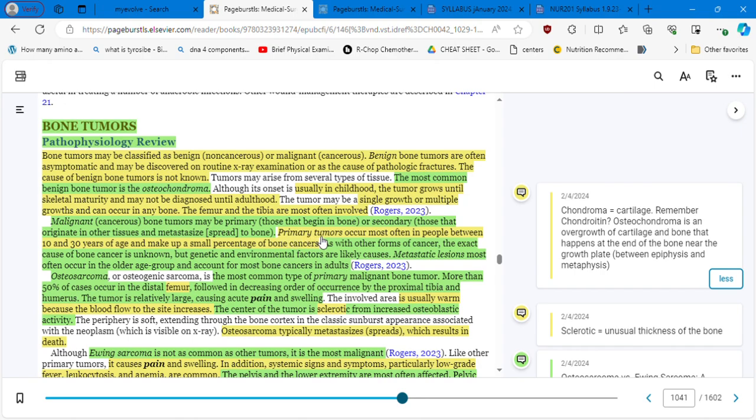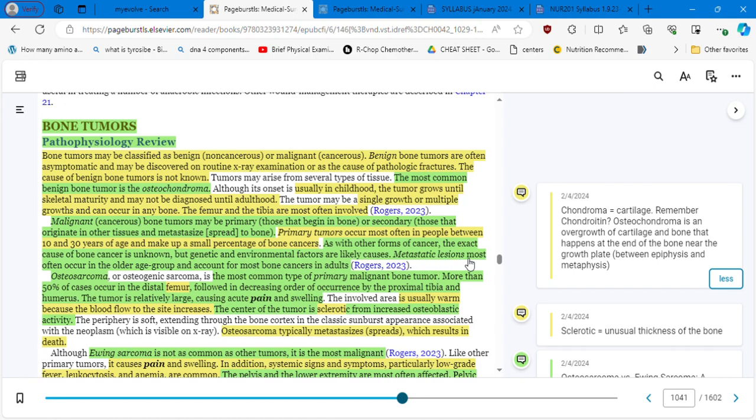Now, primary tumors occur most often in people between 10 and 30 years of age, and make up a small percentage of bone cancers. As with other forms of cancer, the exact cause of bone cancer is unknown again. But genetic and environmental factors are likely causes. Genetic and environmental is part of our debate in functional medicine.